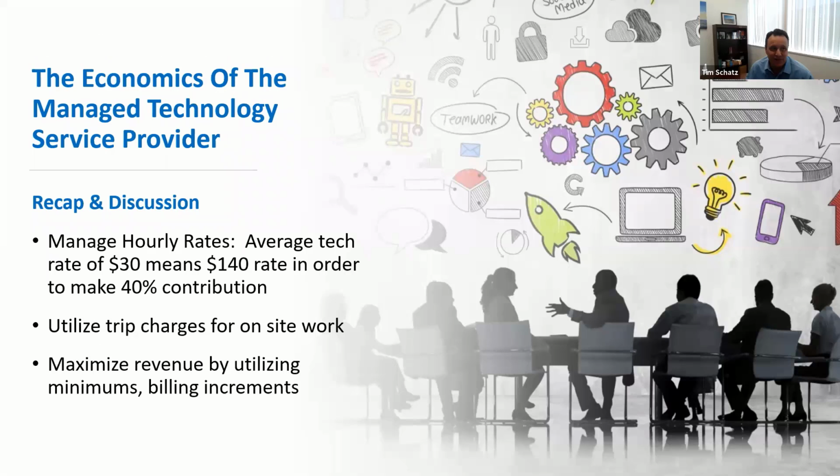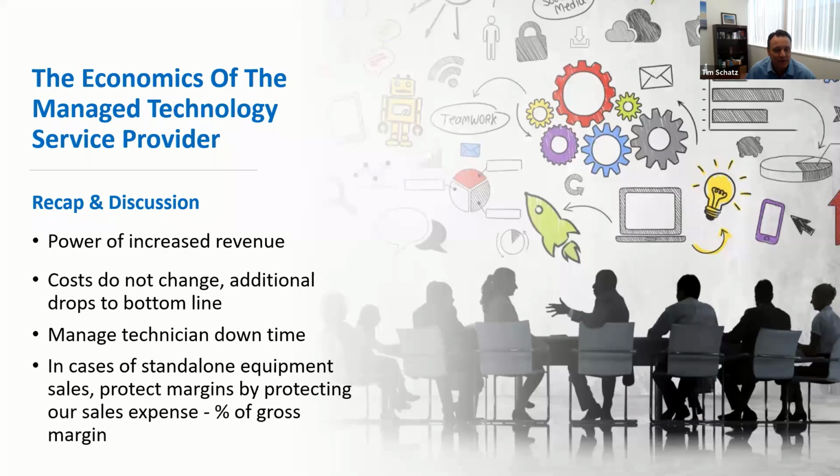Real quick recap of last week, two weeks ago, and then today: talking about the hourly rates, the time and materials, both hourly billable rates, whether it's project work or remediation, and then standalone material sales. We want to manage the hourly rates. If we have a technician rate average of $30 an hour as a base rate, we need to do about $140 an hour in order to make a 40% contribution. Utilize trip charges for on-site work. Maximize revenue with billing minimums and increments. Take care to reference the power of increased revenue, because when we do get that increased revenue, it drops straight to the bottom line because the costs are not going to change.